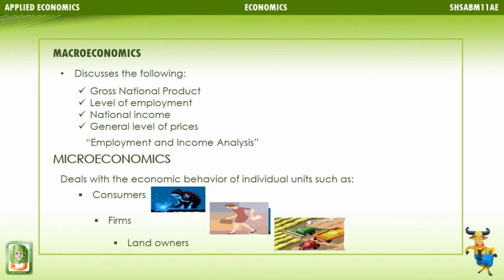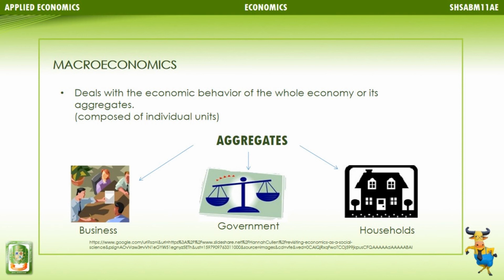Microeconomics, on the other hand, deals with the economic behavior of individual units such as the consumers, the firms, and the landowners. Macroeconomics deals with the economic behavior of the whole economy or its aggregates, composed of individual units, and those aggregates are the business, the government, and the households.